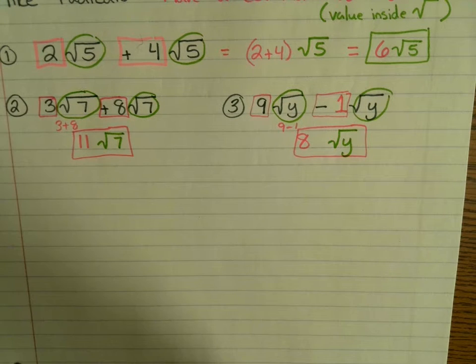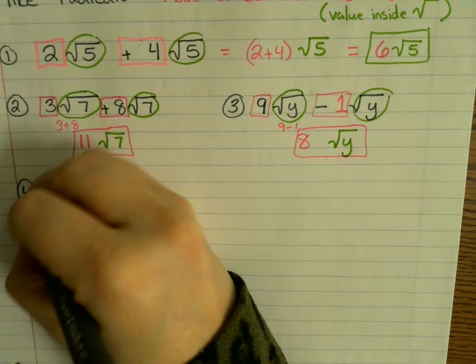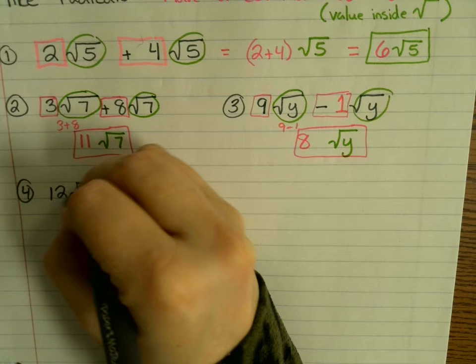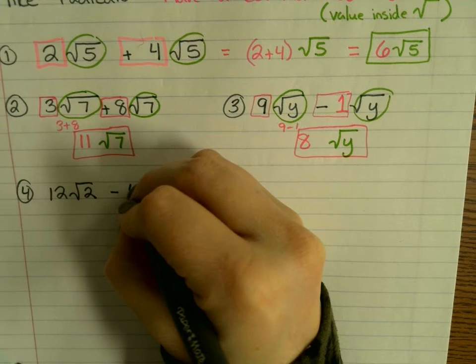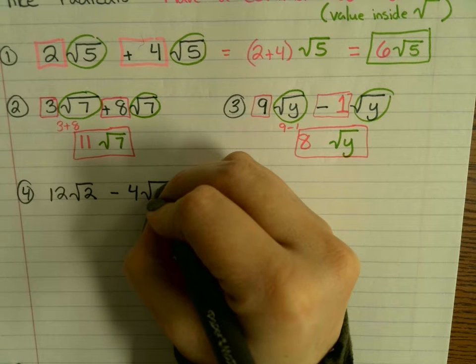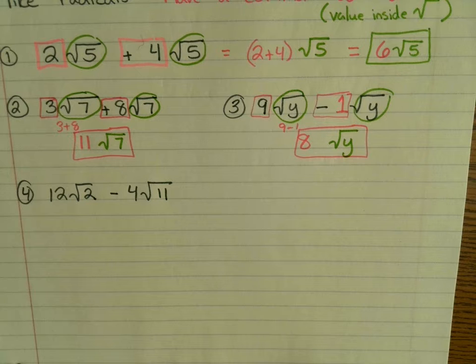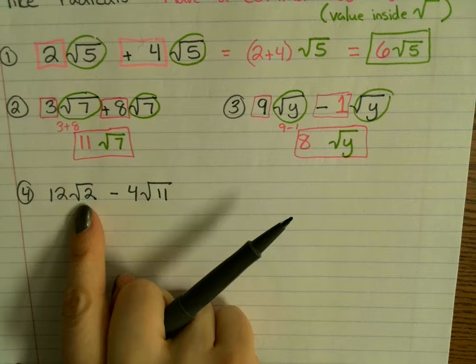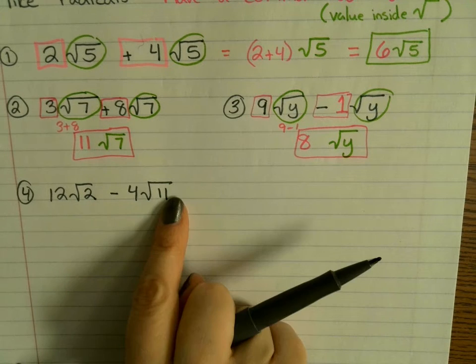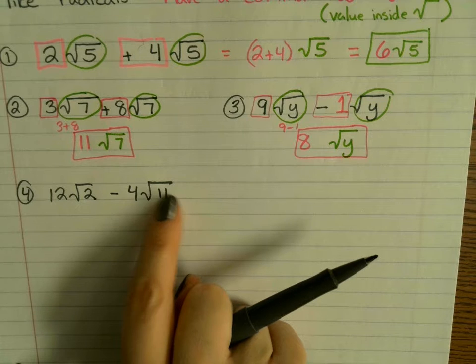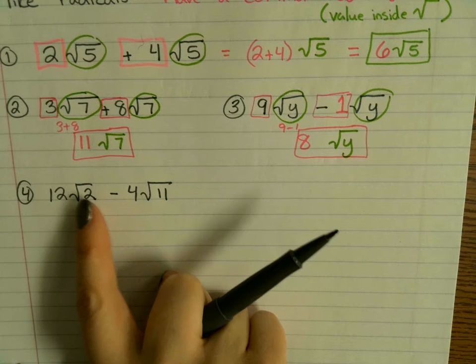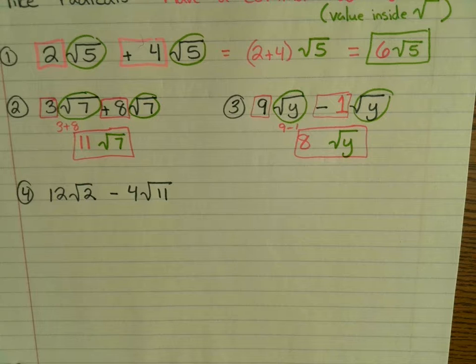If I had 12 square root of 2 minus 4 square root of 11, are they like radicals? No. One of the radicals is a 2, the other radical is an 11. So they are not like radicals. They are different radicals. Therefore, you cannot combine or subtract. Okay, let's write that down.